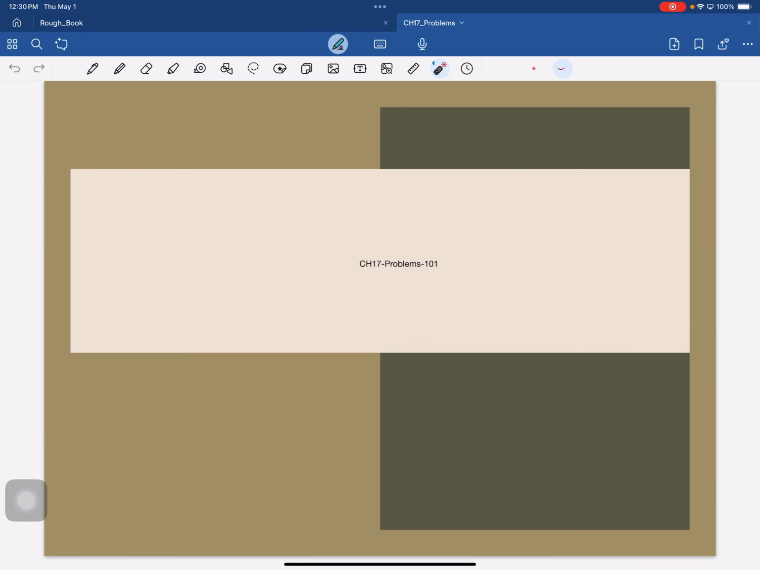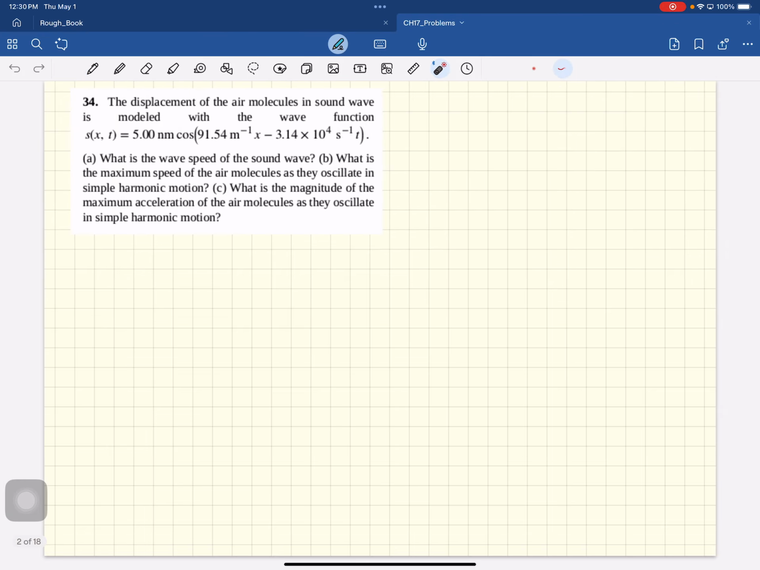All right, so we're doing problems from chapter 17. So the first problem says the displacement of air molecules in sound waves is modeled with the sine wave function.